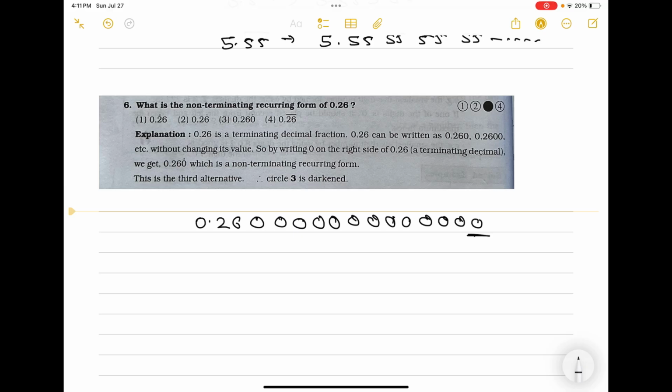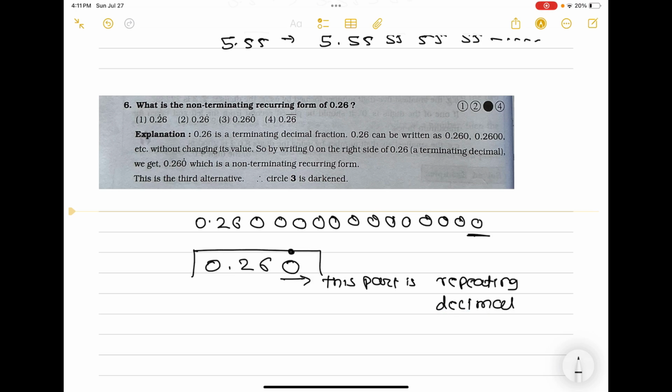That is the 0. So instead of writing this in the non-terminating form, we just write 0 and put a dot over it. The dot means this part is a repeating decimal. That's called the non-terminating form. So this is the 0.26 and then this is the dot. That dot means this is converted into the non-terminating recurring form of 0.26.